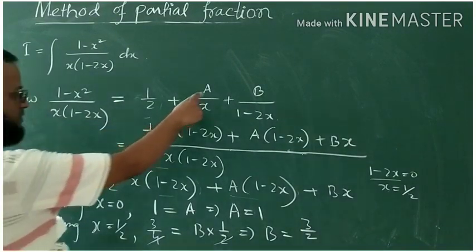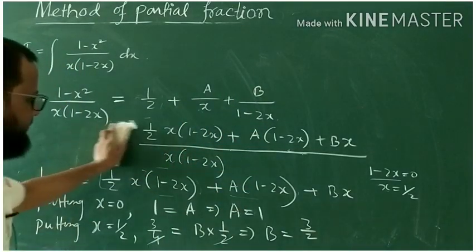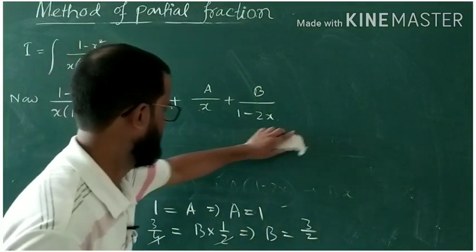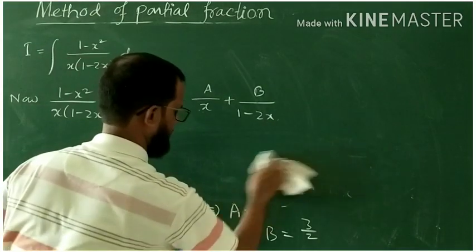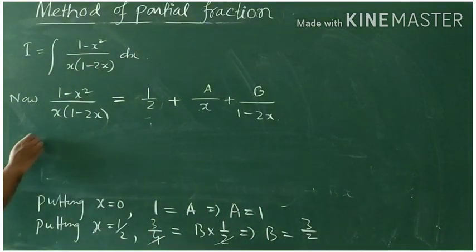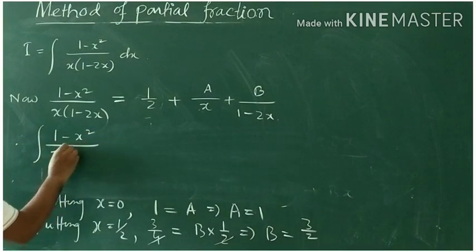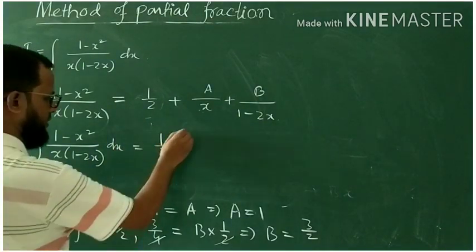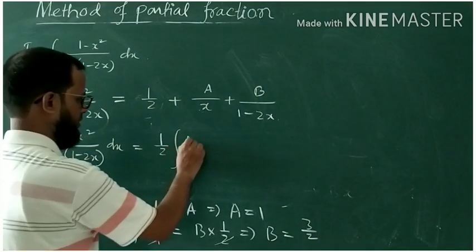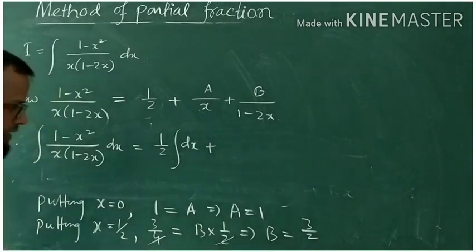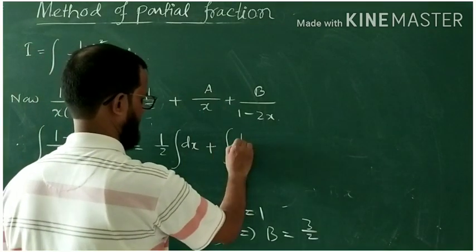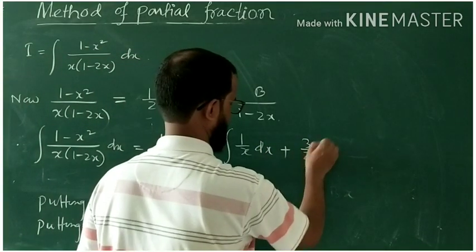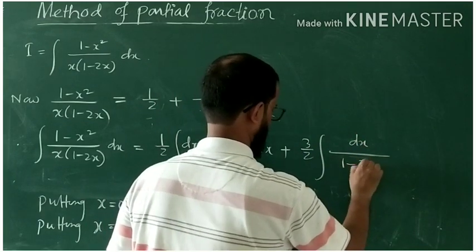ओके, b इक्वल टू 3/2। एंड नाउ योर फाइनल इंटीग्रल इज, आफ्टर पुटिंग द वैल्यू ऑफ a and b you will solve this integration. Okay, now therefore integral 1 minus x² by x into 1 minus 2x dx, हाफ इंटू इंटीग्रेशन क्या होगा, हाफ तो बाहर आएगी, इंटीग्रेशन dx होगा। व्हाट इज द वैल्यू ऑफ a, 1, सो 1 बाई x, इंटीग्रेशन 1 बाई x dx, and what is the value of b, 3/2, it will come out, so it is integration dx by 1 minus 2x.